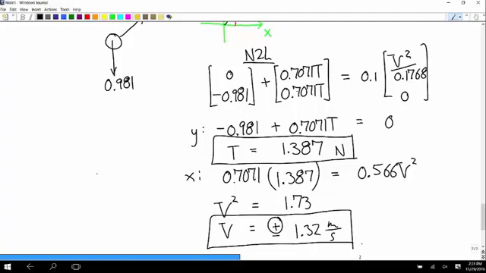If that angle is smaller, that would mean that it's closer to horizontal, and your tension would increase and your speed would increase. If that angle was bigger, it would mean the rope was closer to vertical, and that would mean that the speed and the tension both got smaller.